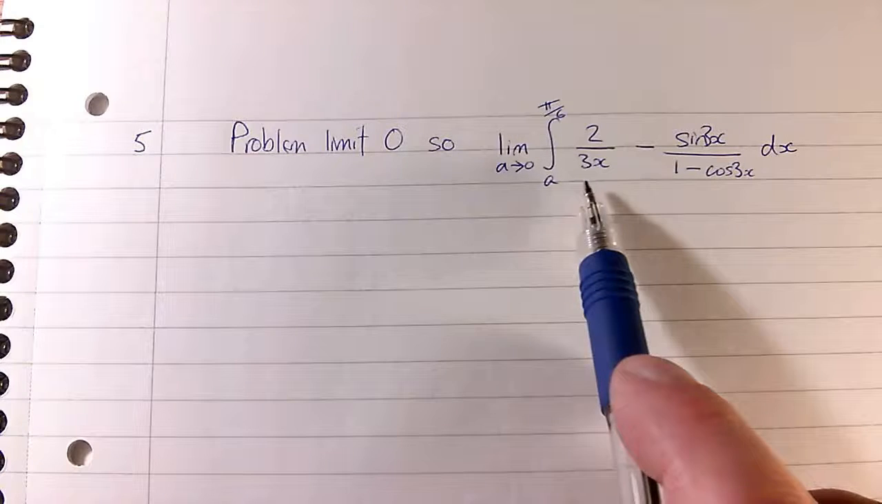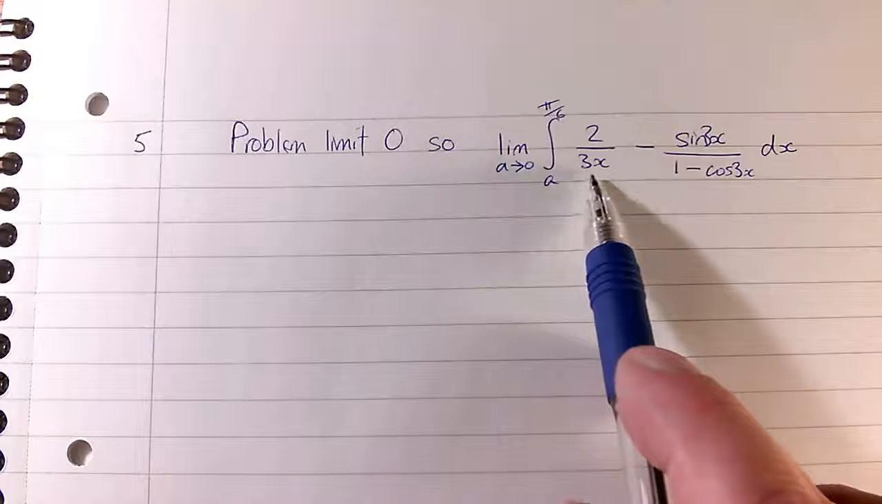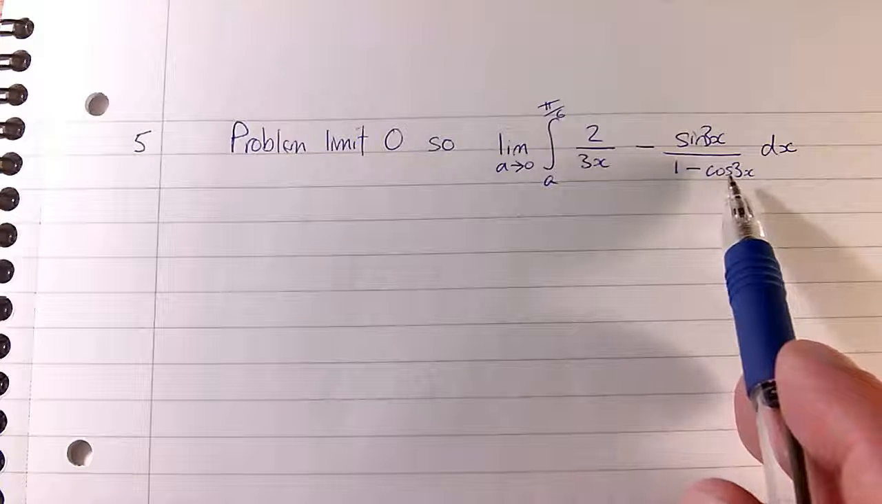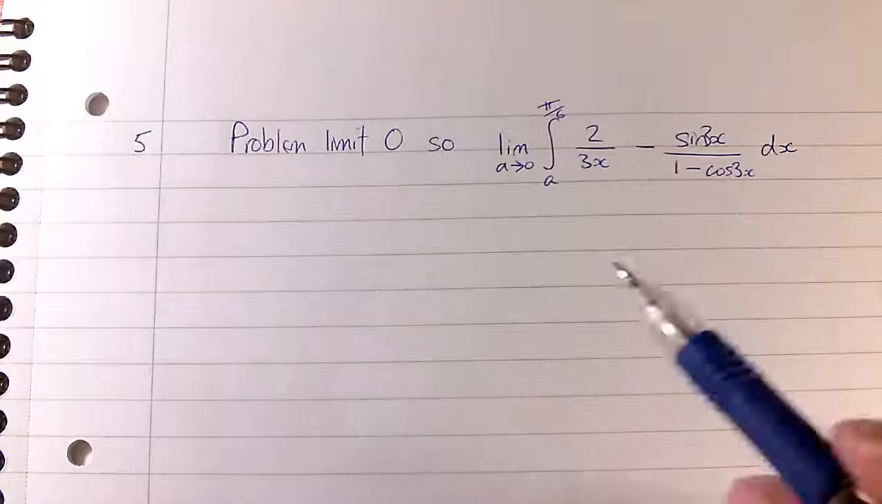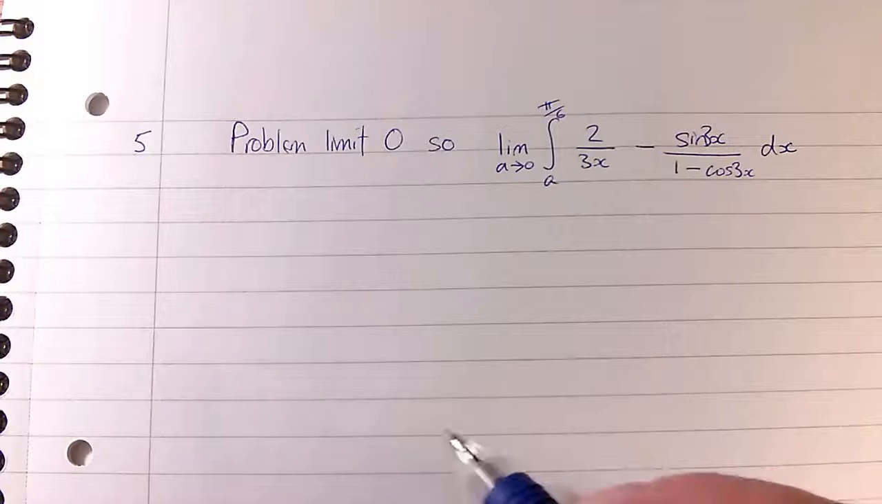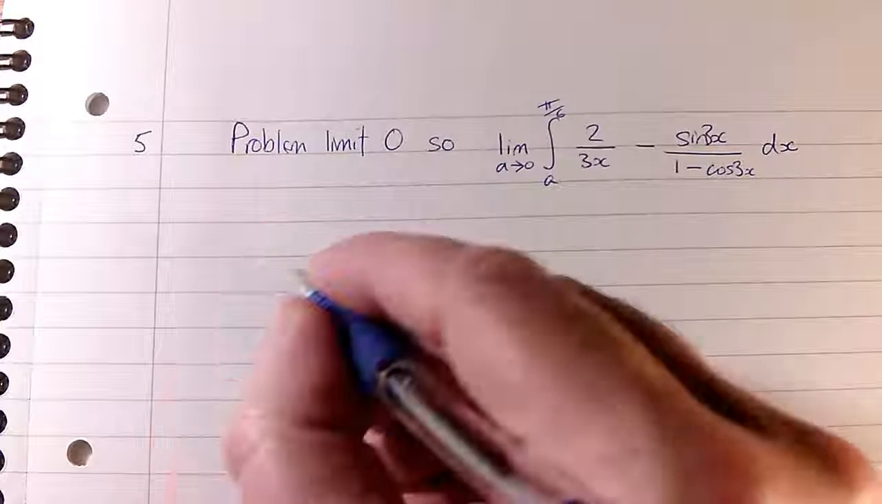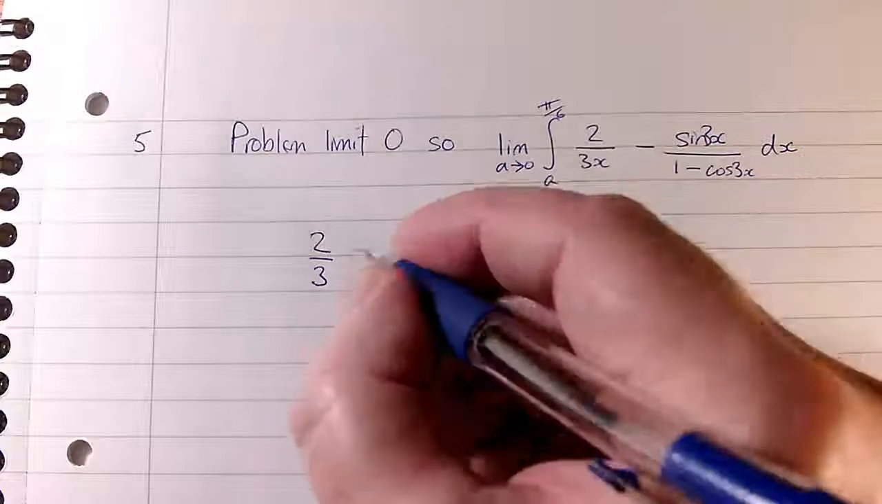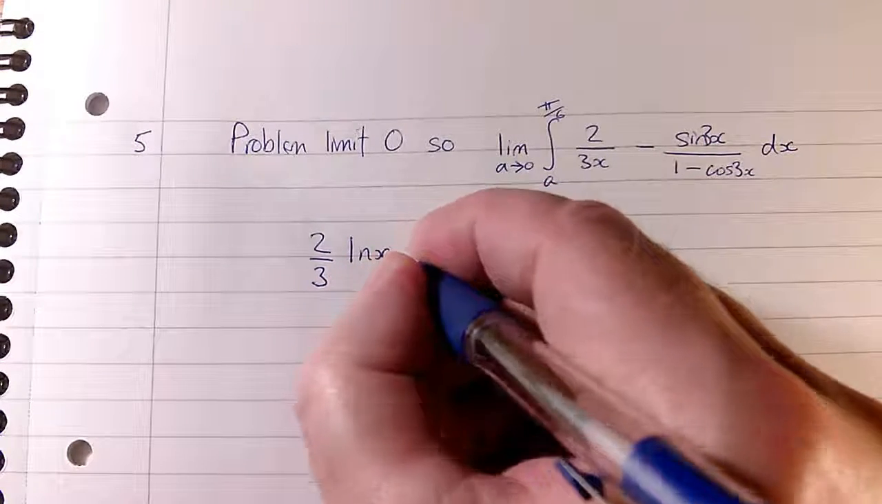And we can see that if I differentiate the bottom of this, I get 3, which is nearly 2. And if I differentiate the bottom of this, I get something like sine 3x. So both of these are going to be log integrals. So when you do the integral, the first one is, you can see this is 2/3 times 1 over x, so it's 2/3 log of x.